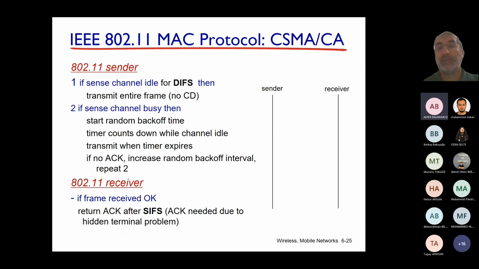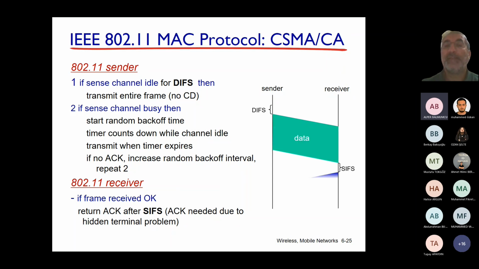How does this CSMA/CA multiple access protocol work? Let's look at the timing diagram. First, we start with the Wi-Fi sender, and this is our sender, this is our receiver. In the first step, if the sensed channel is idle for this interframe spacing time, let me show you. Within this time duration, DIFS, we sense the channel. If the channel is empty, is idle, is not being used, then we transmit the entire frame. So no collision detection basically.